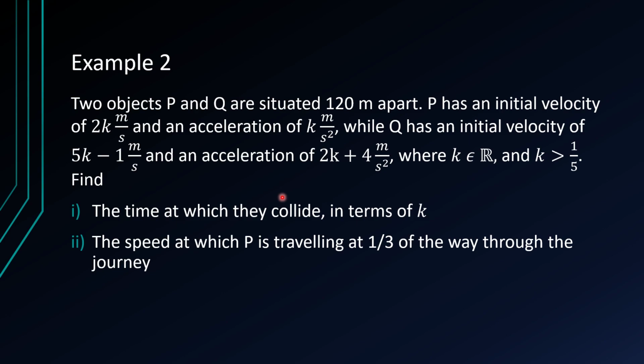So we're told to find the time at which they collide in terms of k, and the speed at which P is traveling a third of the way through the journey. So there will be a lot of nasty algebra. If you don't like algebra, I wouldn't recommend trying this question because it gets very messy. But if you like algebra, have a go at it and come back to see the solution.